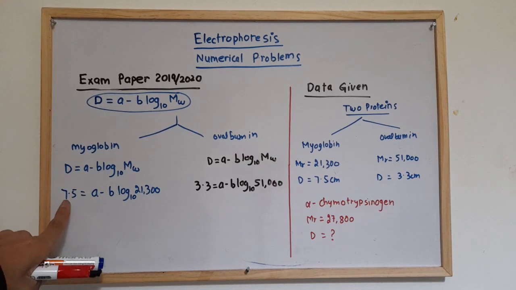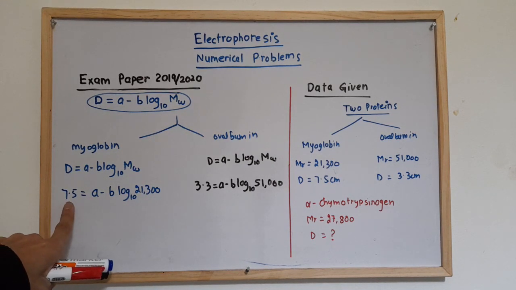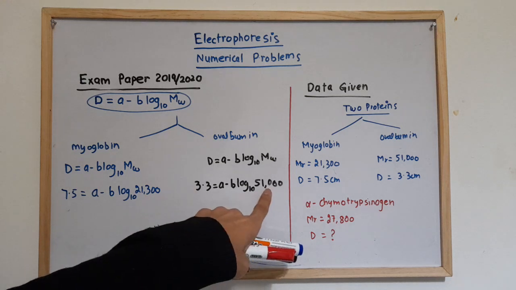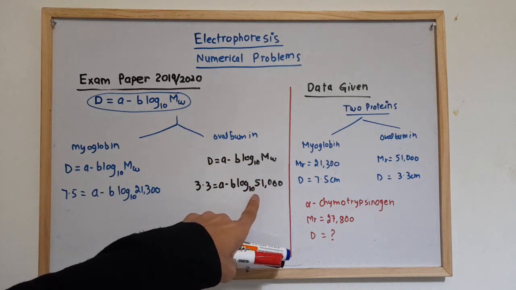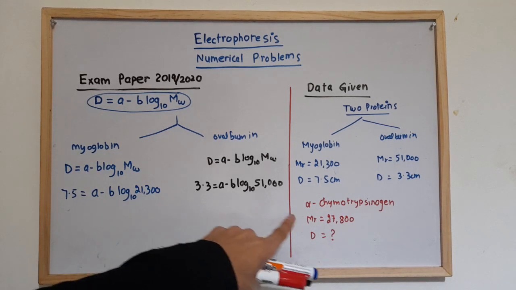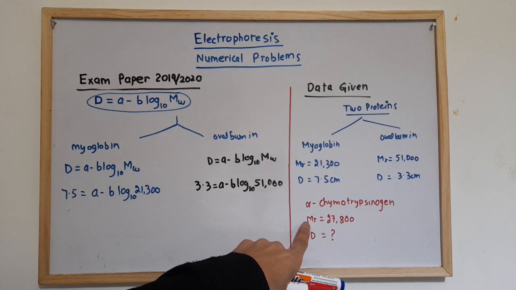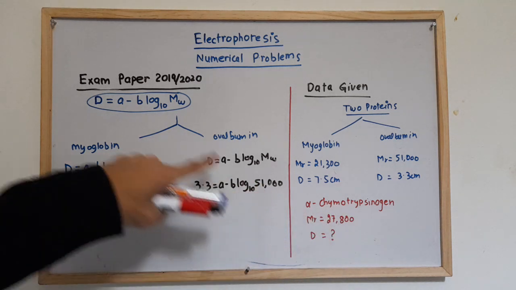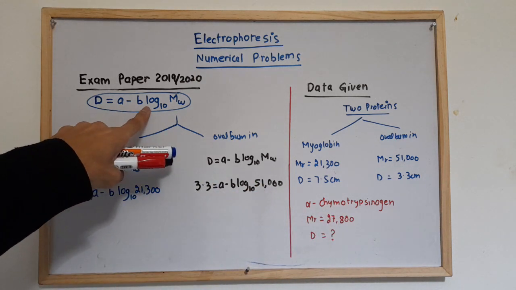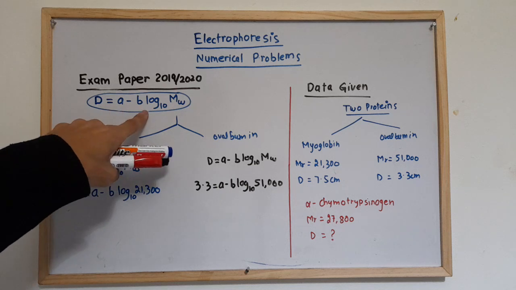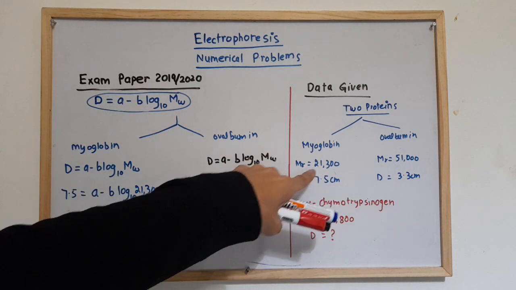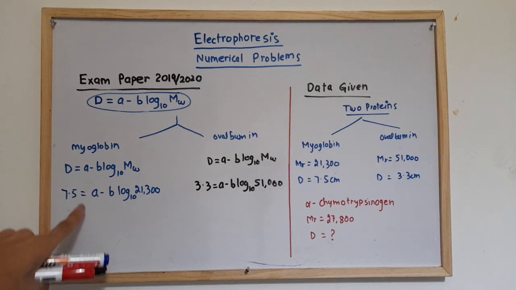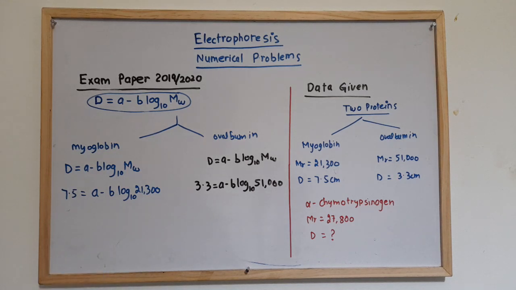So we have placed the values: for myoglobin the distance is 7.5 and its molecular weight is 21,300. For ovalbumin we follow the same steps. The question arises, why can't we just place the molecular weight of α-chymotrypsinogen in this formula? Because A and B are unknown. To find the values of A and B, we have to use this data, and we're going to find them from this relationship.